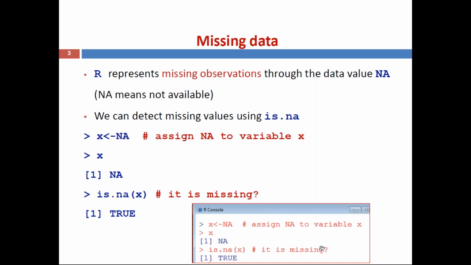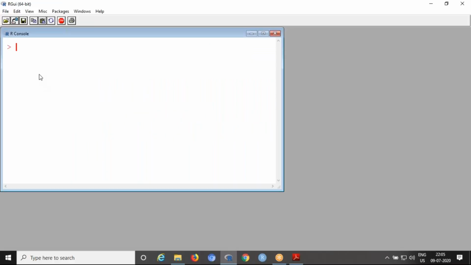The same can be executed in our R software. This is the screenshot given here. We will also try to execute this one. First you assign x equal to NA. Then you can check whether any missing value is there in x by using the command is.na of x. Now move to our R console. First I am assigning x equal to NA. Now what does x contain? NA. NA is assigned to x.